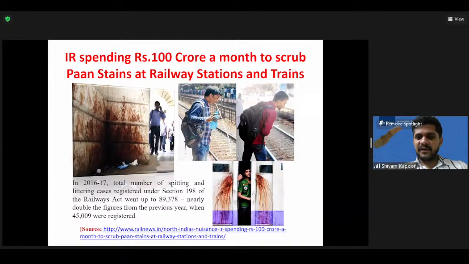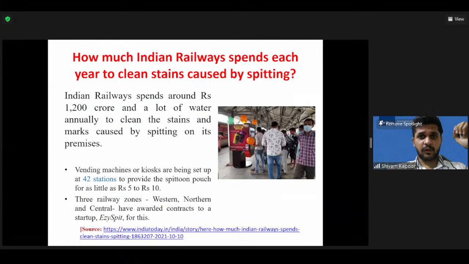If you see the figures of 2016 and 17, the number of spitting and littering cases reported was nearly double compared to the previous figure. And again, these figures might be under reporting also. So just a few of the environmental disasters which I think in India we are aware of.